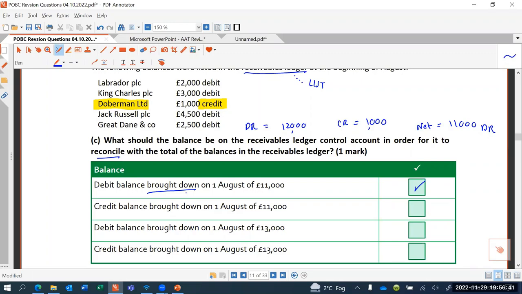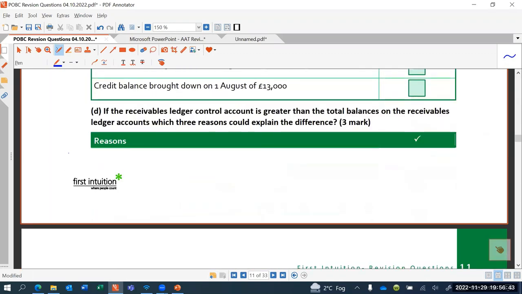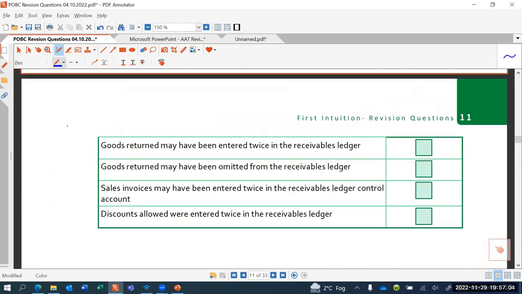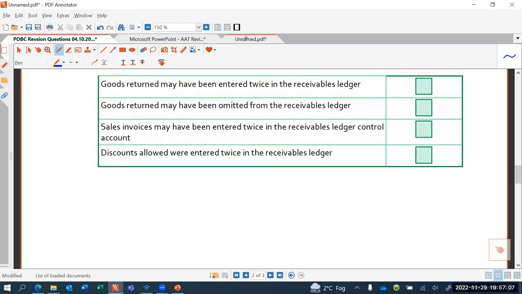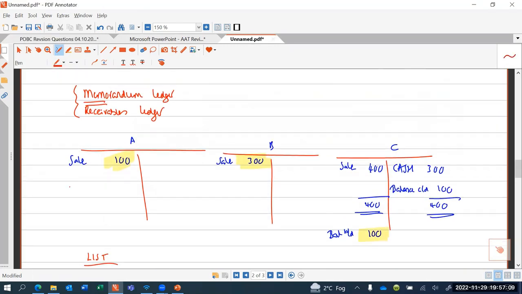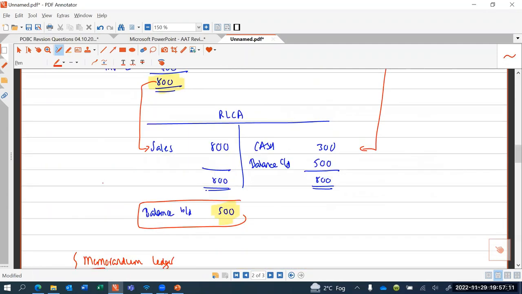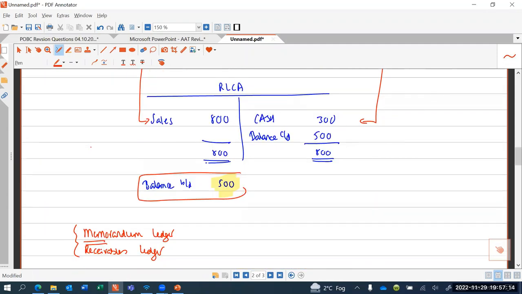Okay, so we're nearly done. So that was part C. Part D. If the receivables ledger control account is greater than the total balances on the receivable ledger accounts, which three reasons could explain this? Three marks. And we've got to find three reasons. I think this is the hardest bit of this question. And that was one of the reasons that I did all this with you. It's one of the reasons that I reminded you about how this whole system works.